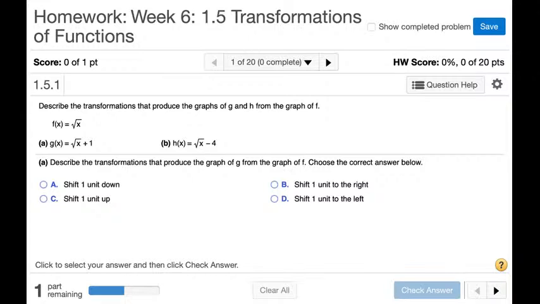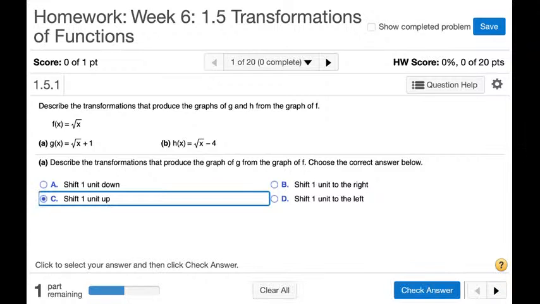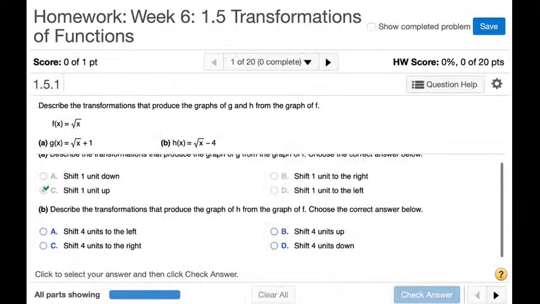Okay. Describe the transformations, right? So we have our parent function of square root of x. So this one we did a +1 on the outside, so that moves it up by 1 unit, right here. Okay. For the next one we subtracted 4 on the outside, so that moves it down by 4 units. 4 units down.